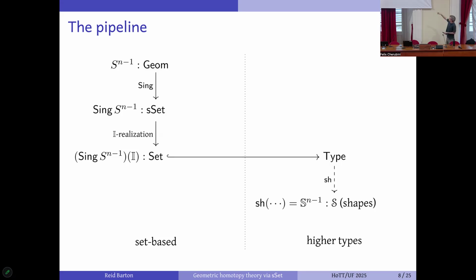Right, so like I said, I'm going to try to work backwards through this diagram to explain what's going on. And I'm going to start with this: what do I mean by a shape?